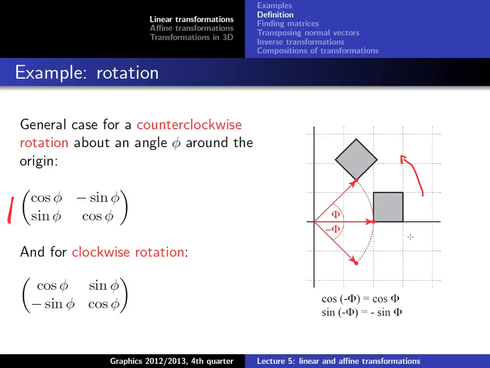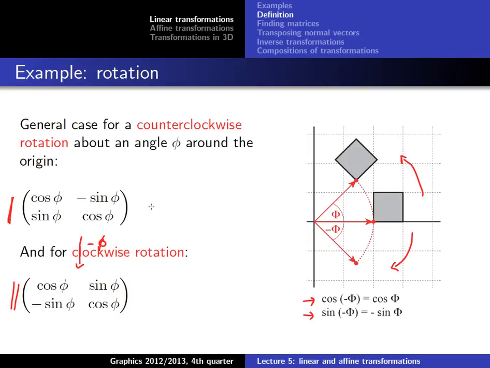If you want to rotate in clockwise order, we have this transformation matrix, and that should be obvious, because rotating in that direction is basically the same as rotating in counterclockwise direction, but just with the negative angle. And if you remember how cosine and sine are defined, then you see that this is just the negative version of it. So if you put the negative angle, minus phi, in here, you will end up with exactly this matrix here.